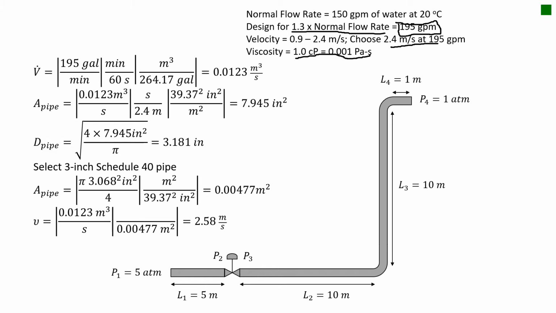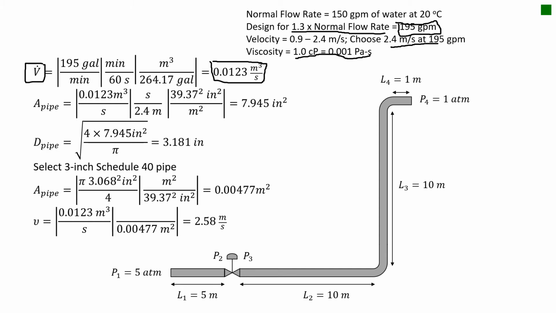So I need to get my units in a convenient form. So I'm going to calculate my volumetric flow rate. Instead of 195 gallons per minute, I'm going to get it in units of meters cubed per second. So just by doing some conversions, we find that our volumetric flow rate is 0.0123 cubic meters per second. Now I'll use that velocity, that 2.4 meters per second, to calculate the area of my pipe, because the volumetric flow rate divided by the velocity will give me the area of the pipe.